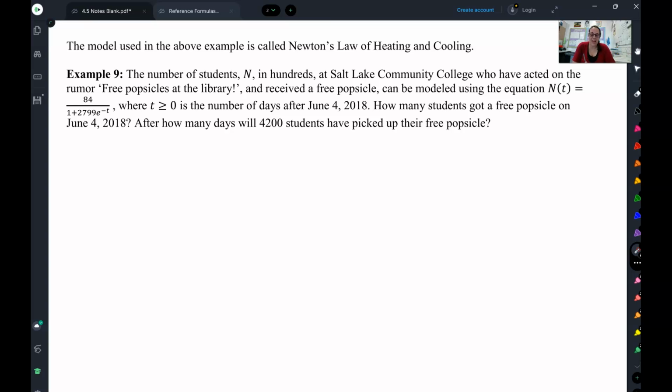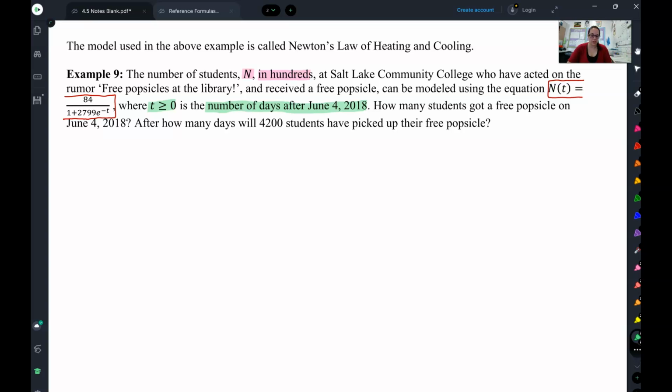The number of students n in hundreds, so we have some sort of n that is in hundreds, and it's the number of students at Salt Lake Community College who have acted on the rumor, free popsicles at the library, and received a free popsicle, can be modeled using this equation. So it looks like this is the equation I'm going to use, where I already know n is the number of students in hundreds, and it looks like t is the number of days after June 4th, 2018.